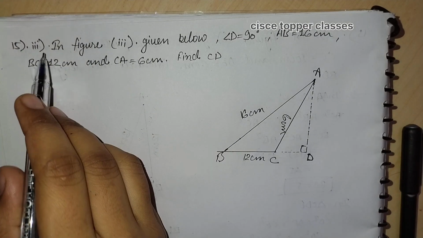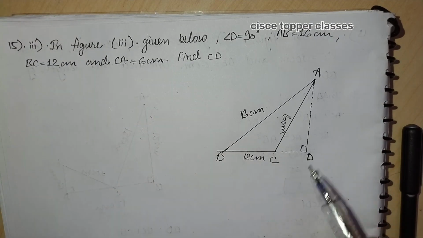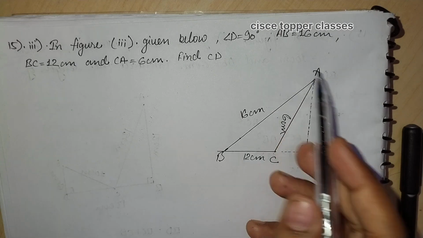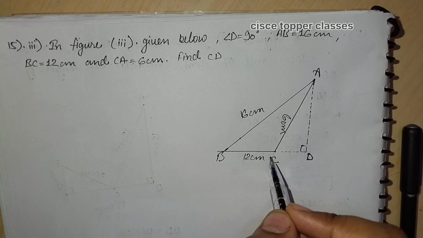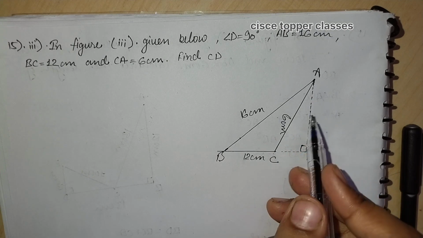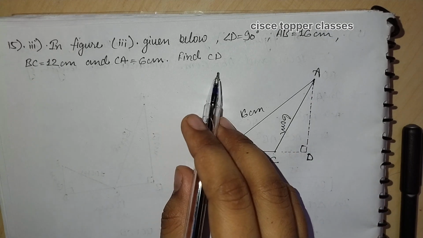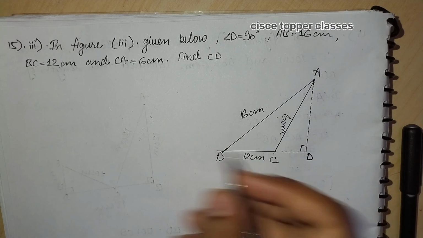Now let us solve the 15th third part here. In the figure given below, angle D is equal to 90 degree, AB is equal to 16 centimeter, BC is equal to 12 centimeter, CA is equal to 6 centimeter. Then we have to find CD here. So this value we have to find.